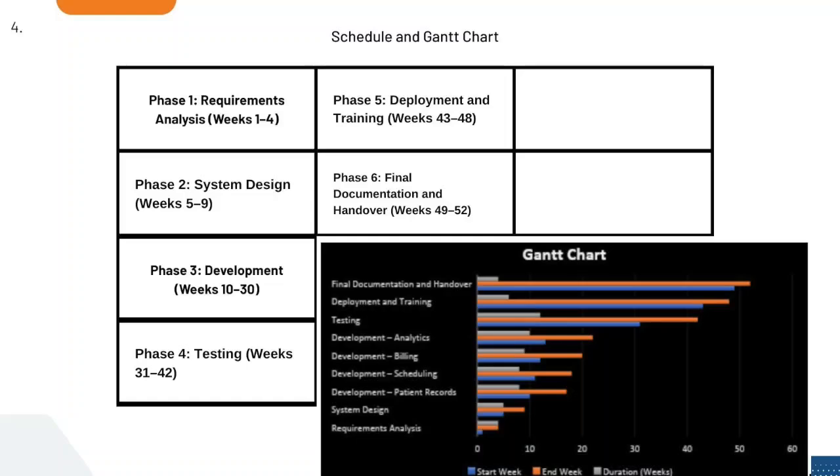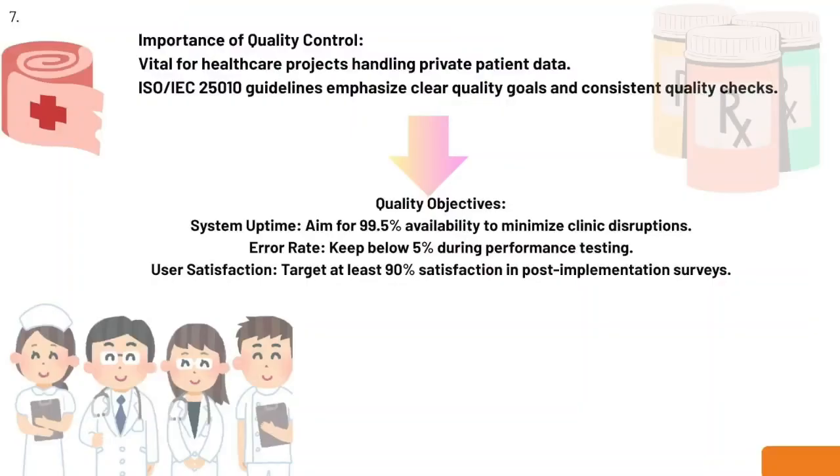Throughout the entire project, we will be using tools like Microsoft Project to track progress and resources. We will also rely on Gantt charts and the critical path method to visualize the timeline and dependencies, making it easier to identify and address any potential delays. In a healthcare environment where patient data and operational accuracy are critical, quality cannot be compromised. That's why we've defined clear quality objectives.